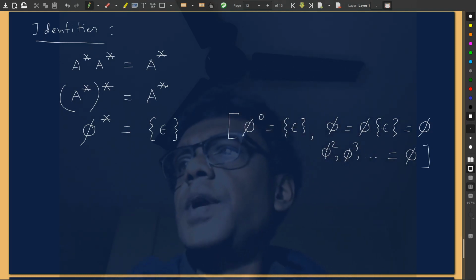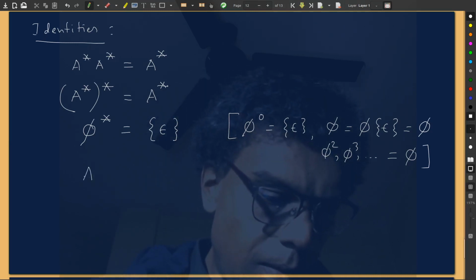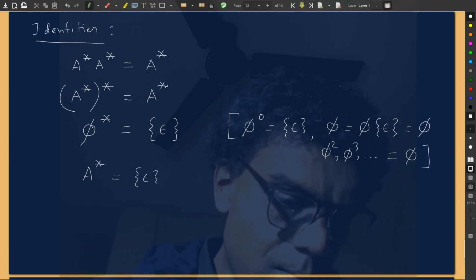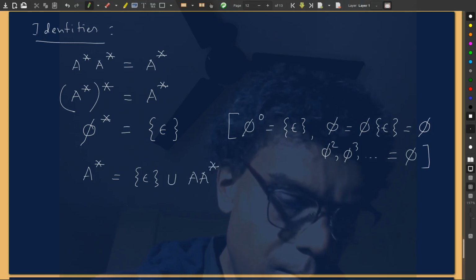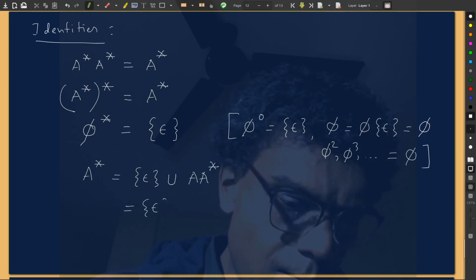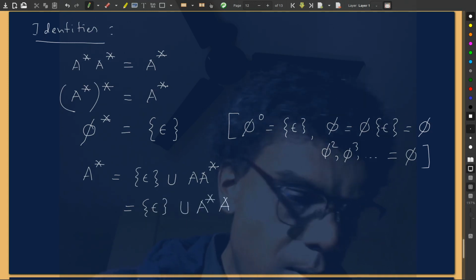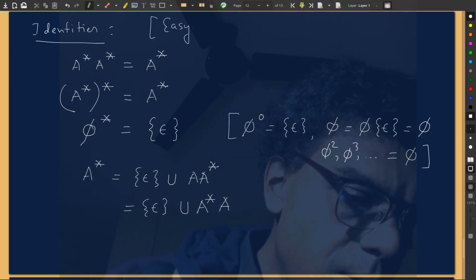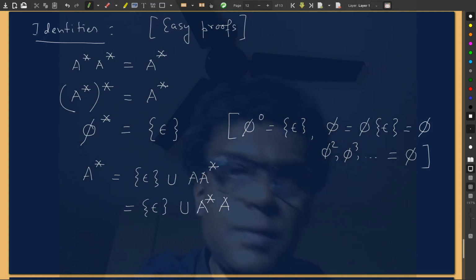And also you can define, you can also see, okay, so all these identities follow from the definition, and you can try to prove these things. I am not going into the proofs.